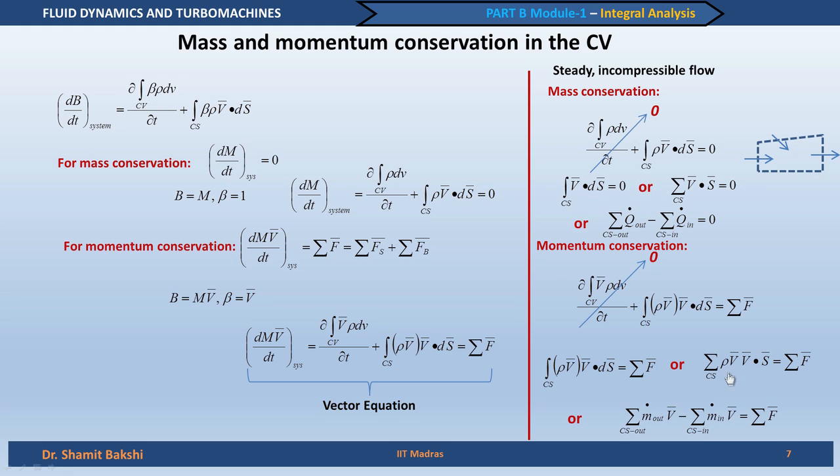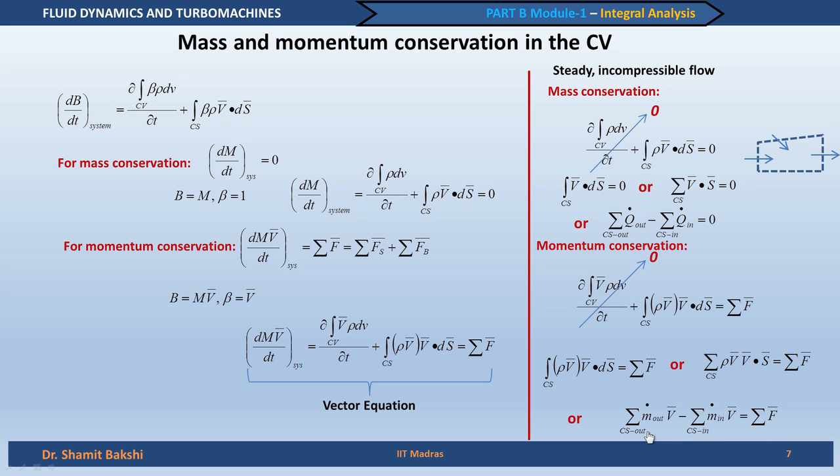If we want to write this in a form which is more physically understandable, we can write it in this way: the net momentum going out of the system, that is m dot out multiplied by the velocity vector, minus m dot in multiplied by the velocity vector, is the net force.